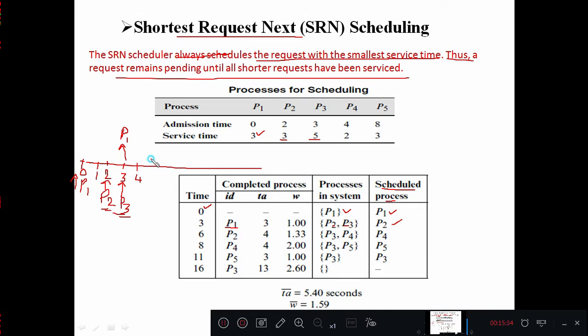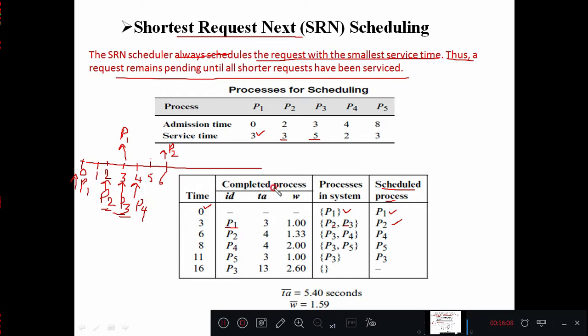So that is 4, 5, 6. So after 3 seconds, P2 is available with its execution or results, and it will be taken out of the computer system, right? So now how many processes are there in the system? So here P4 is entering at 4th second. So P4 is entering into the system at 4th second, right? So once the P2 finishes its execution at 6th second, how many processes are available, right?